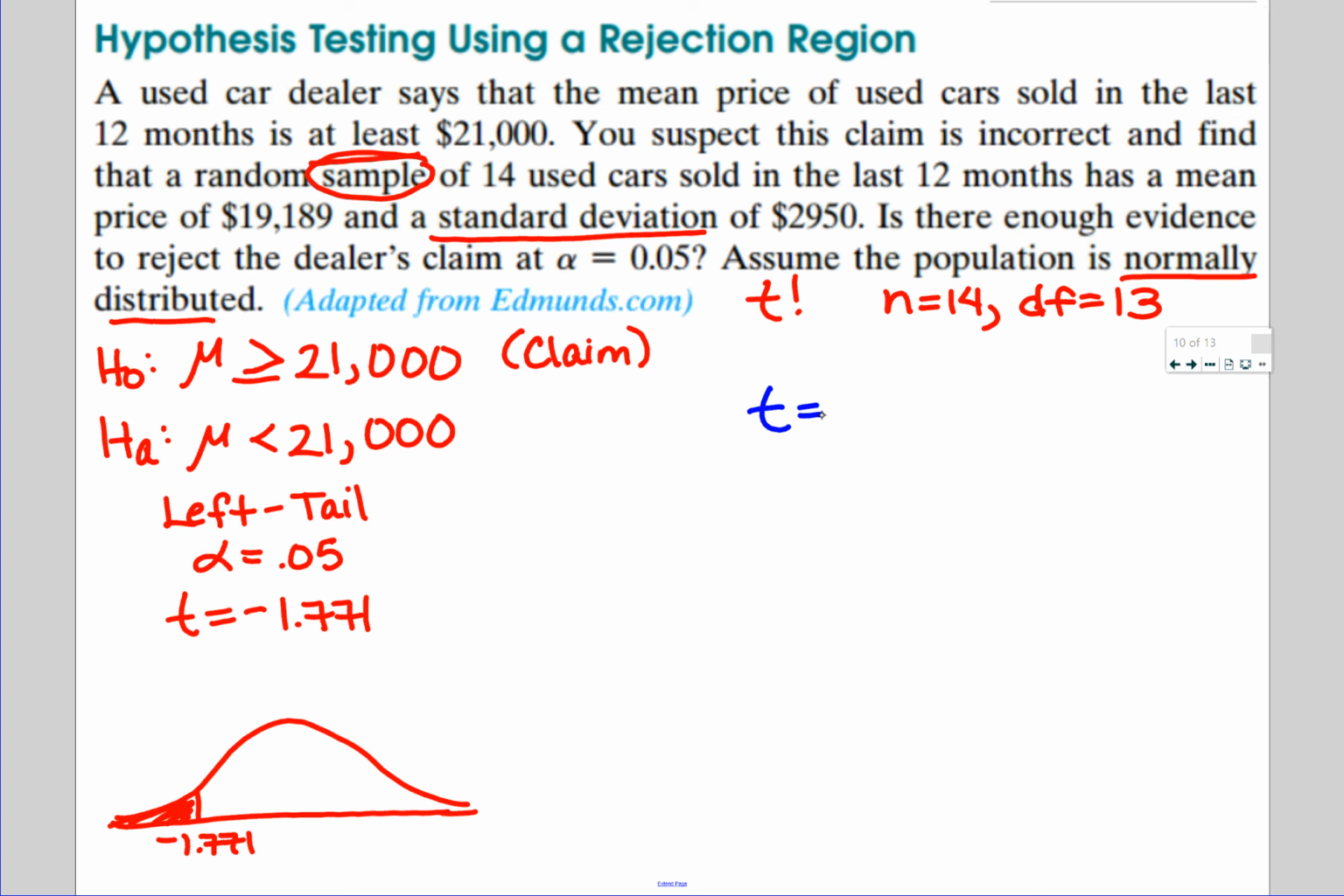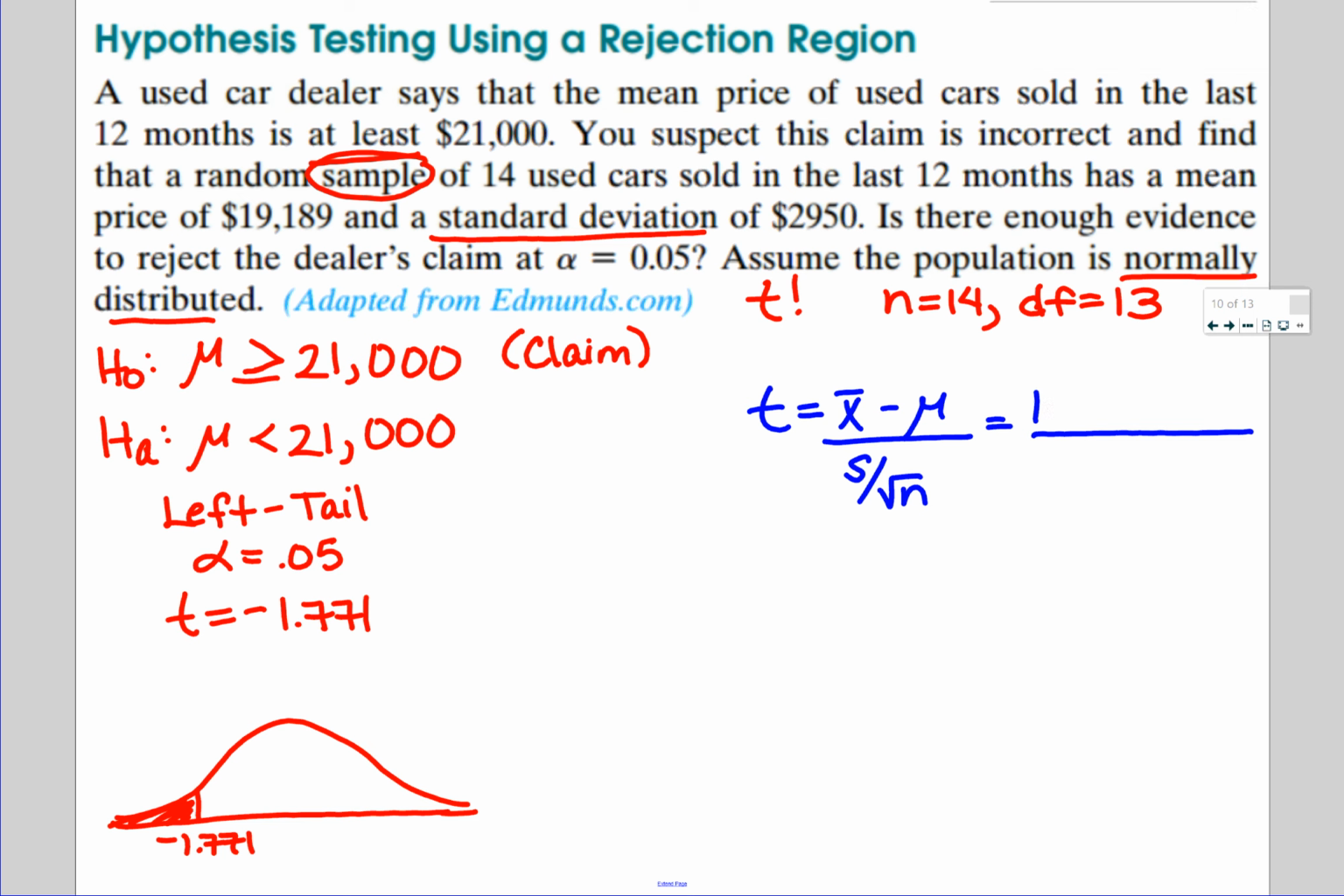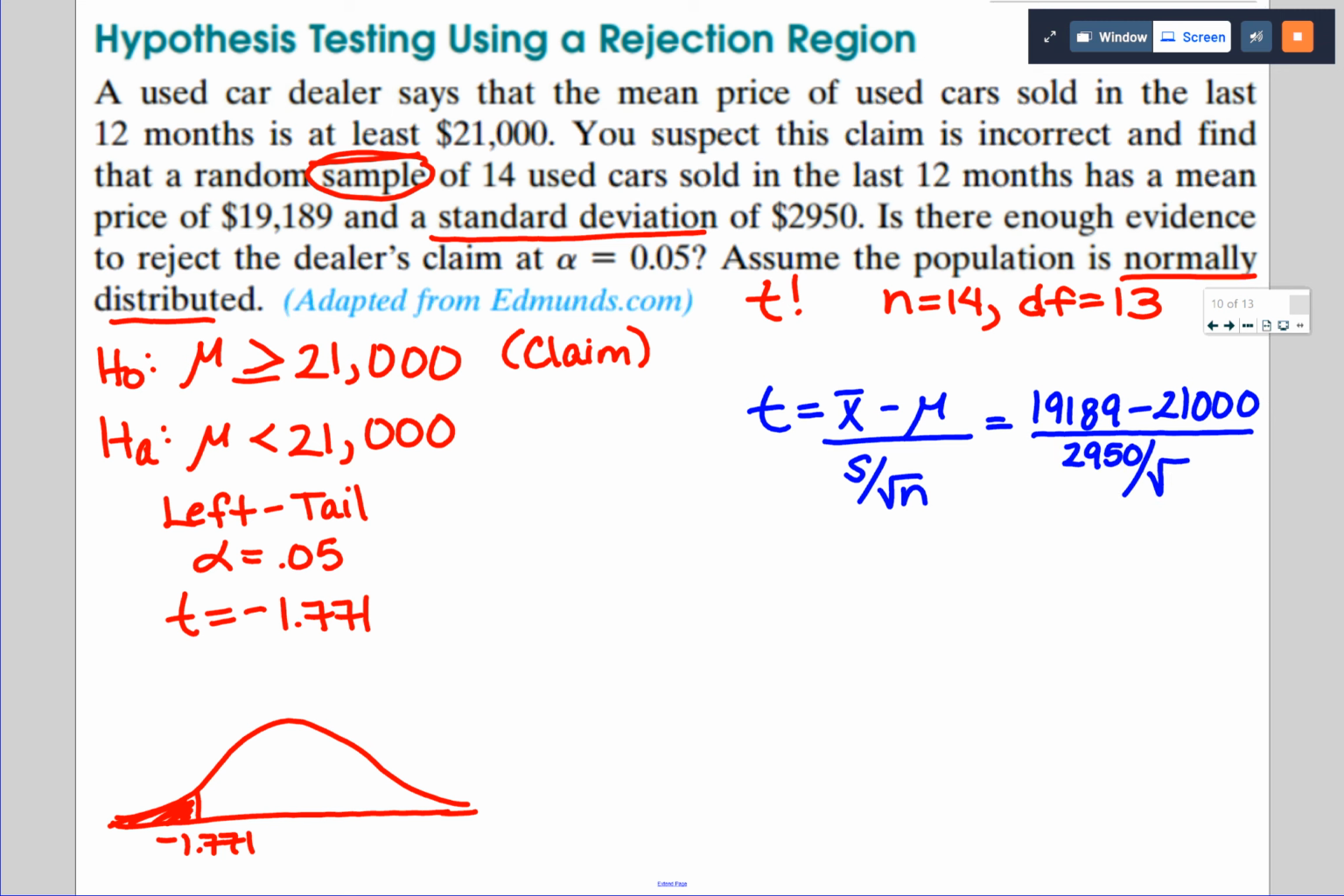Okay. All right, so now we need to figure out what our t value is from our data. So this is this formula, x bar minus mu over s over square root of n. Okay, so what's the sample mean in this problem? Sample mean. That's the 19 number. Minus mu is going to be always in your hypotheses there. So we have that 21,000. Sample standard deviation, 2950. And then square root of n, sample size we said was 14.